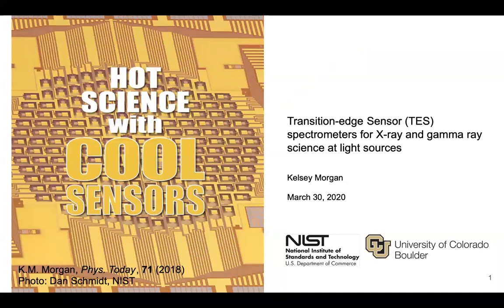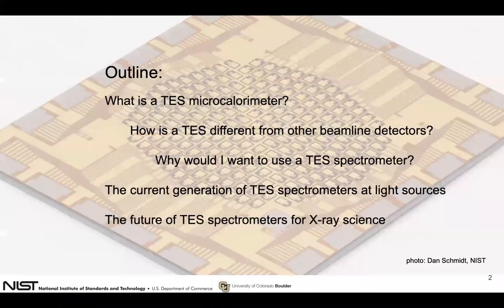And I'll tell you about why TESs are starting to be more and more common at beamlines for X-ray and gamma ray science. So I'll start out by explaining what a TES is and how it works. And in particular, I want to focus on how a TES is different from other detectors that you might usually find in a beamline, and therefore why you might want to choose to use a TES for your experiment. Then I'll highlight a couple of TES spectrometers that are currently doing science in the field. And finally, I hope to get you excited about what sort of advances you can expect to see from these spectrometers in the near future.